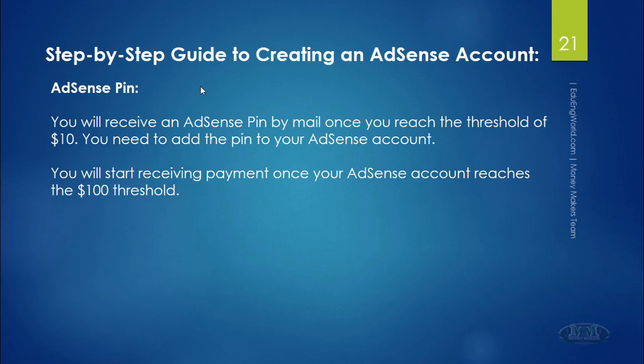You will start receiving payments once your AdSense account reaches the $100 threshold, or 70 euro if you are using the euro currency. So this is it for the AdSense tax information and PIN number. You have to fill in this information after you receive the approval from the first review process.